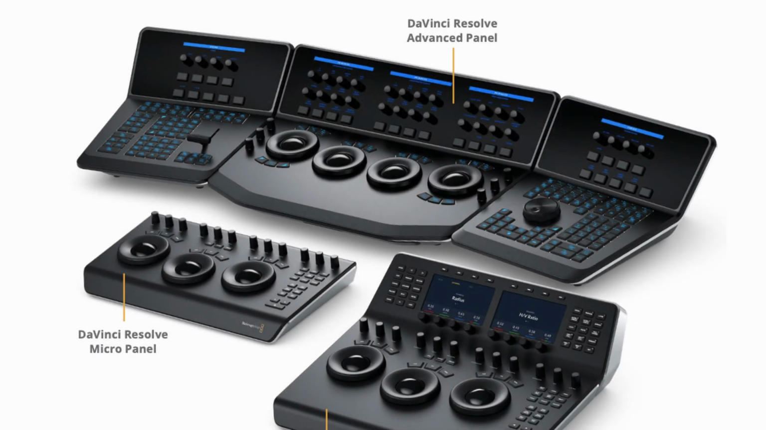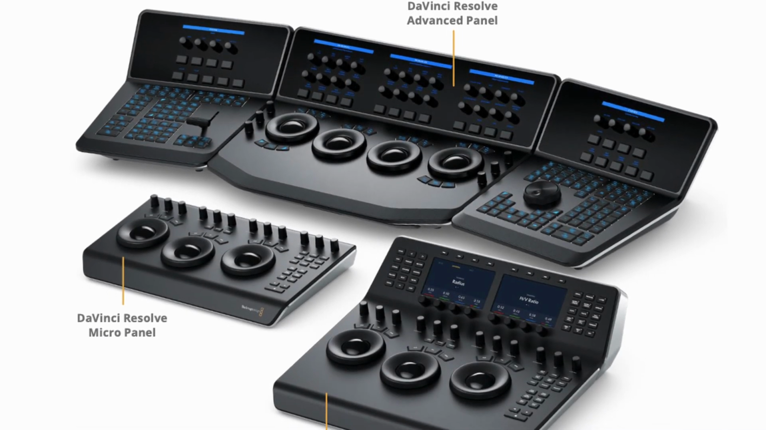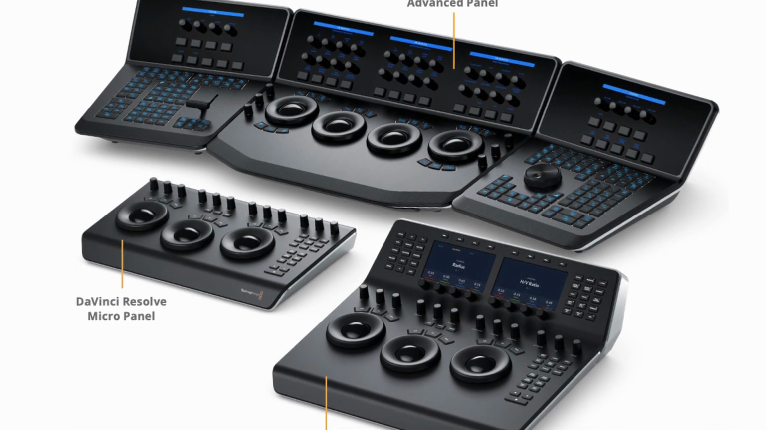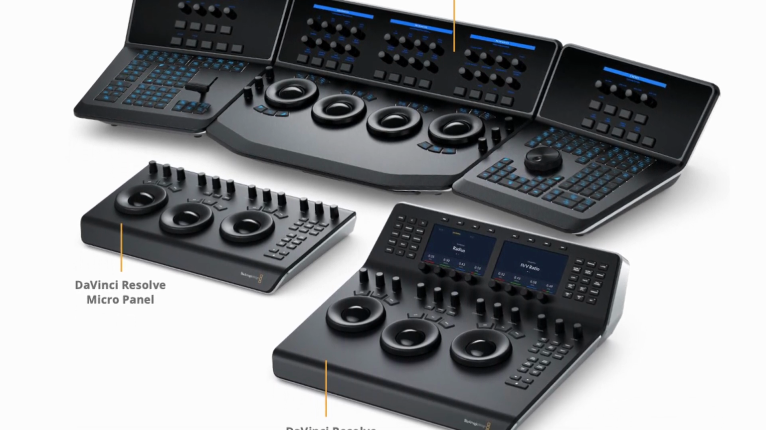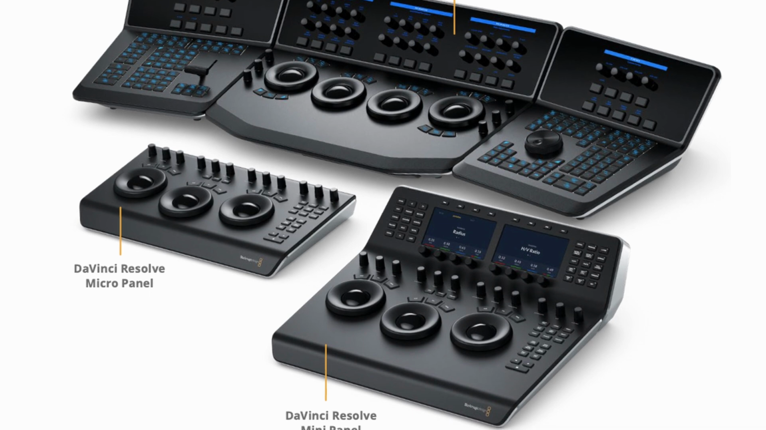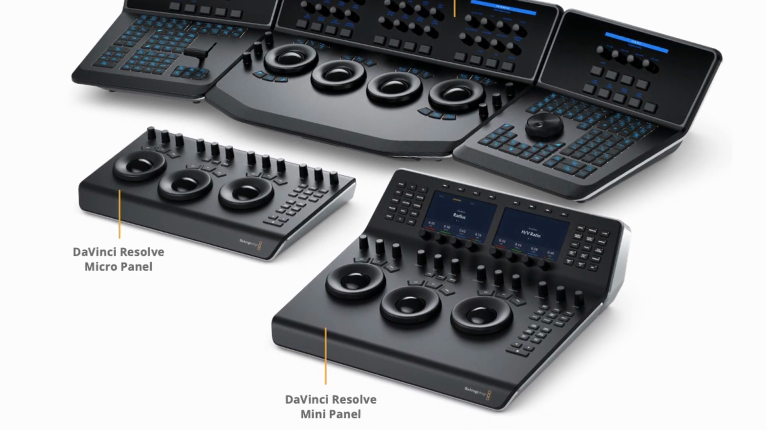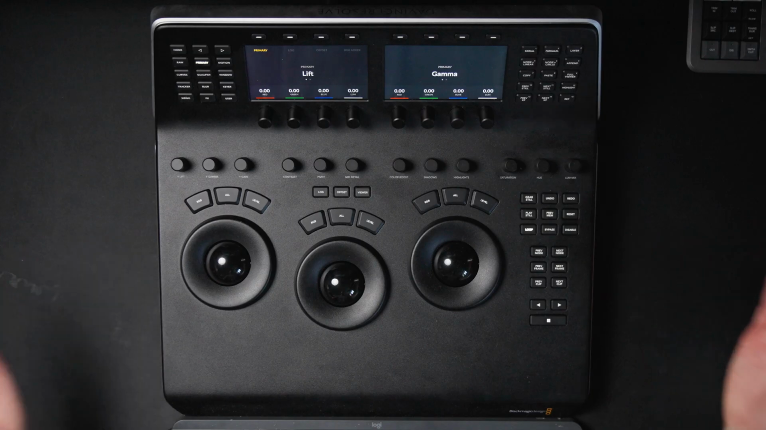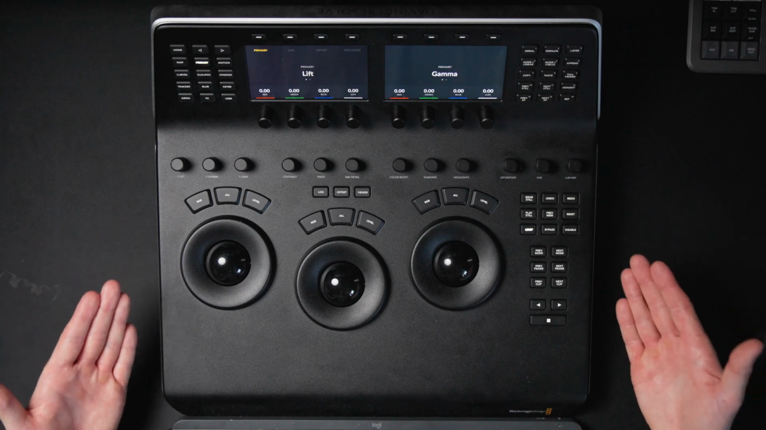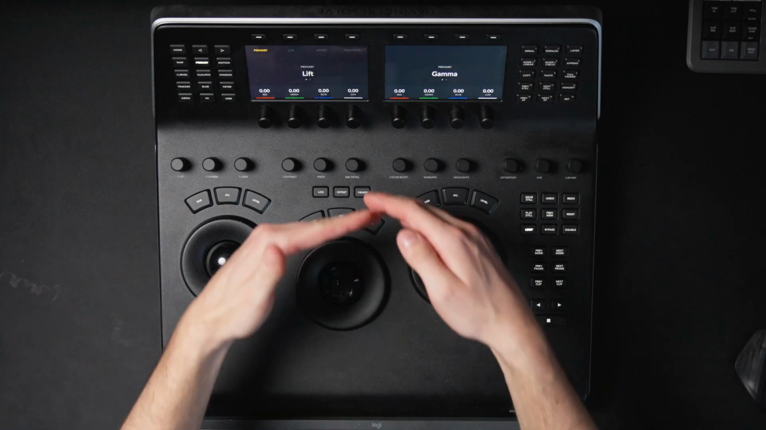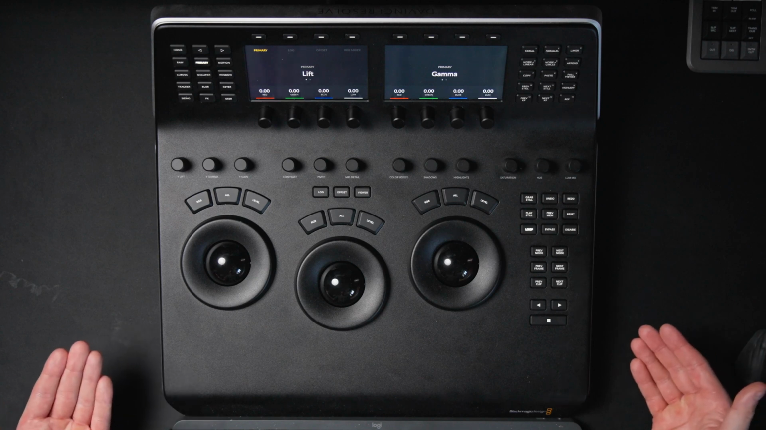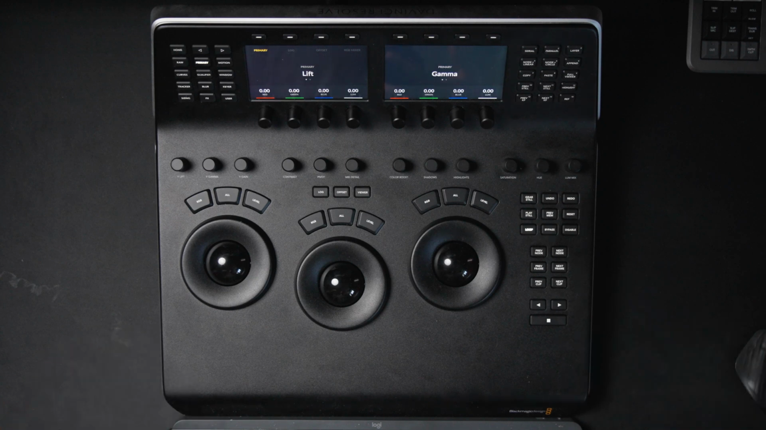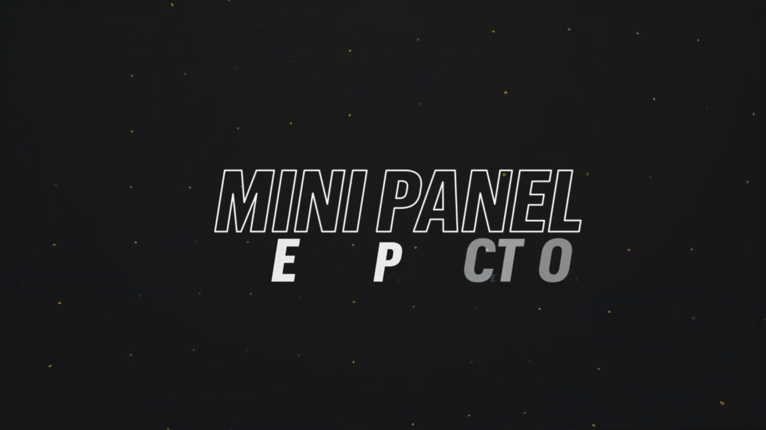There actually are 3 different panels available. We have the biggest, the DaVinci Resolve Advanced panel, we have the smallest, the DaVinci Resolve Micro panel, and then we have the in-between panel, which is called the Mini panel. If you take a look at the bottom half of the mini panel, it's actually identical to the micro panel. If you come from a micro panel and are switching up to this panel, it makes it very easy. The major difference from the small panel is the upper half of the panel.